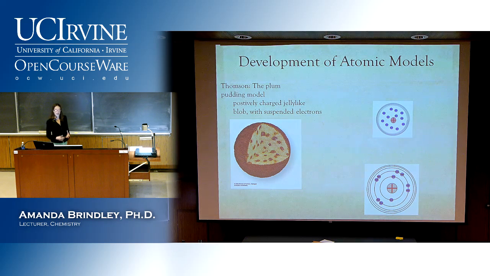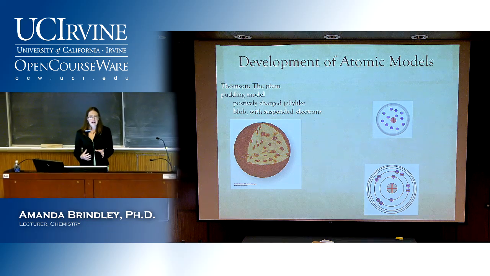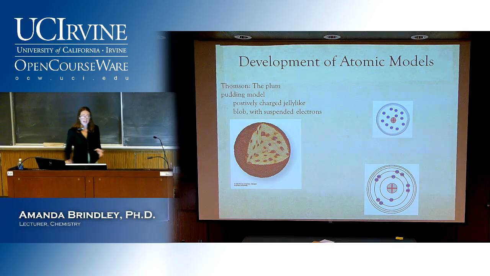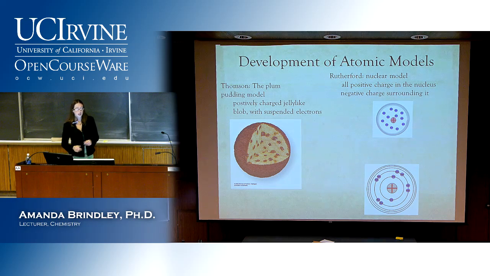So the plum pudding model is exactly what it sounds like. You have this blob of positive charge, and then suspended in that blob of positive charge are all sorts of little negative electrons. You can think of it like little raisins suspended in plum pudding. But once Planck came along and said that energy is quantized, there must be something else happening, that was when they said there must be something else going on.